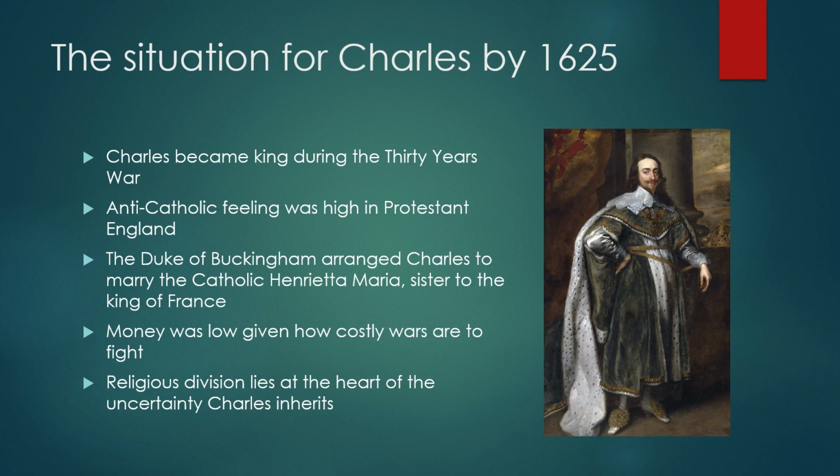So let's bring it all together. Let's summarize the situation that Charles I inherits by 1625. He becomes king during a time of war, the Thirty Years' War in particular. And so, because of that, religious division is very, very prevalent in British society at this time. Anti-Catholic feeling is extremely high, and Protestant England is making it very clear how it wants to stand in this society at this time, away from the Catholic Church and wanting to be its own thing, despite all the various divisions and denominations within.